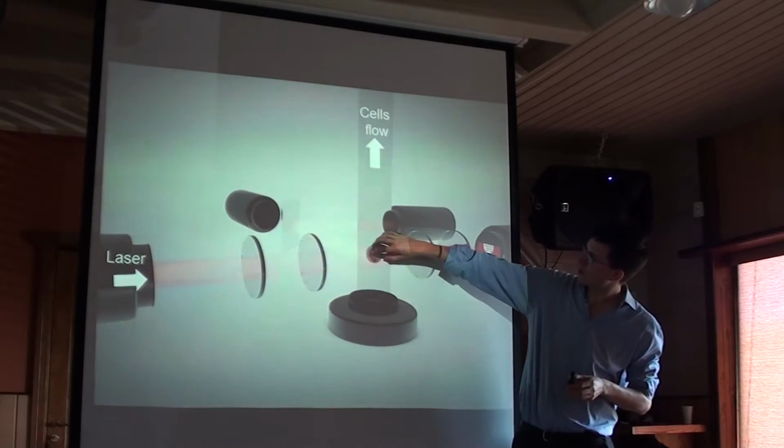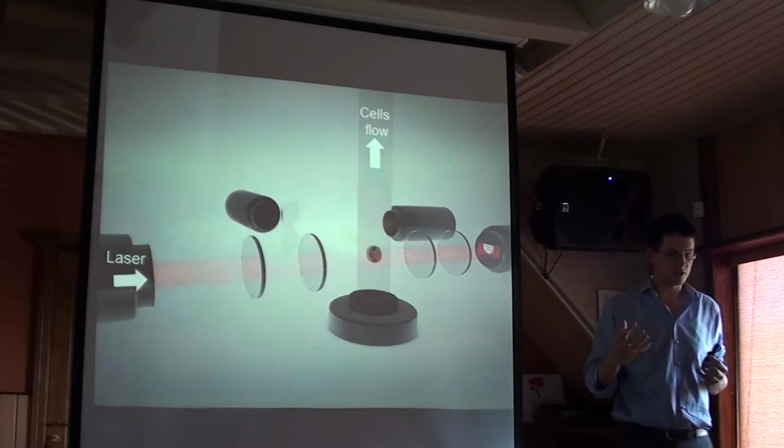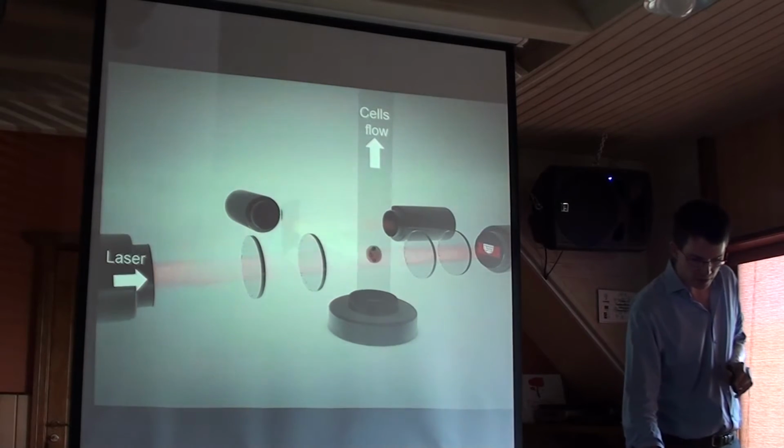So the cells flow past the laser and the sensors detect a variety of features of the cells.